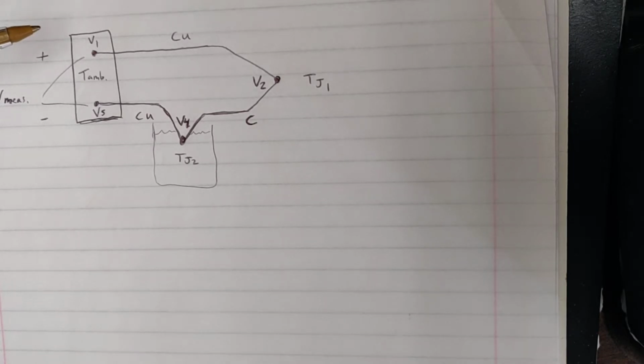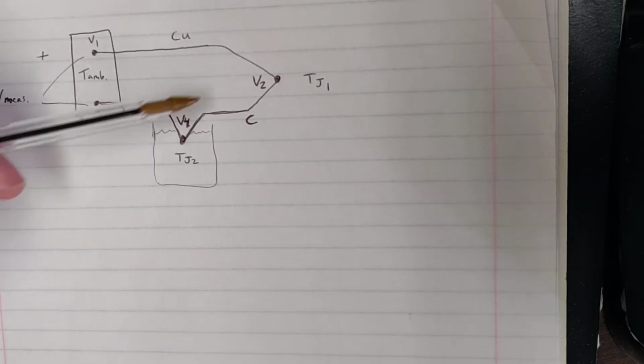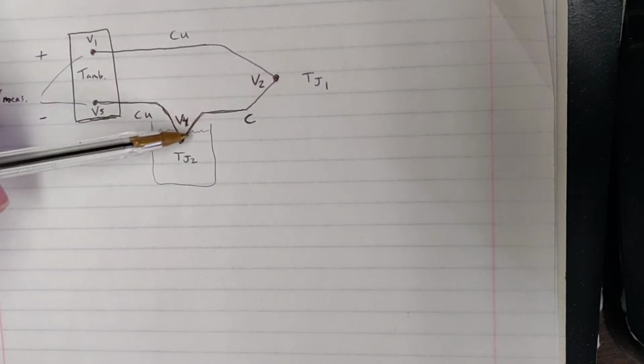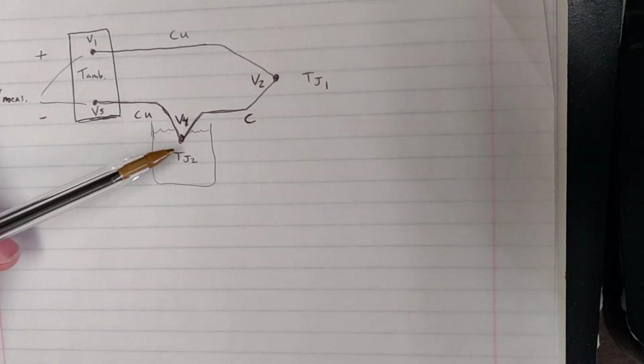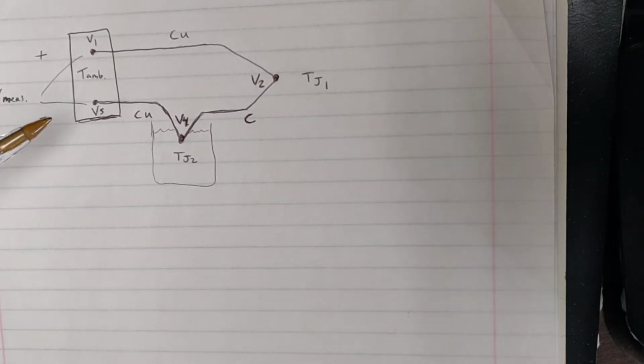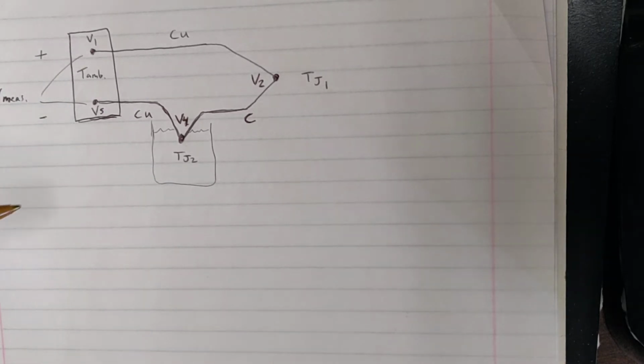And the question was, why is the measured voltage across these two nodes, why does that correspond to the temperature difference between these two junctions? Because that's what it's showing us. And so we are going to just go through and I'm going to show how that works out if anyone's still confused.